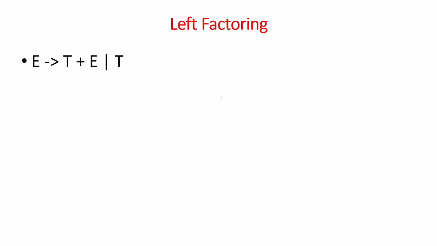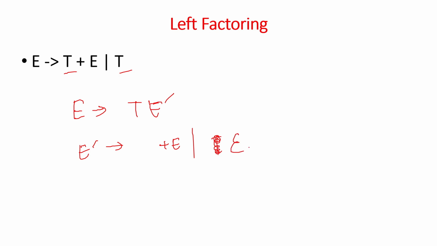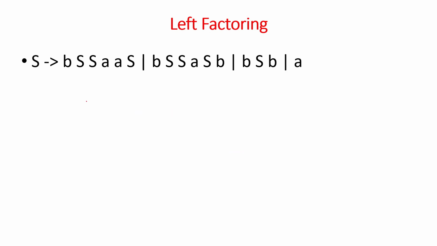Let's see another problem. For this one t is common, so let's write equal to t and e prime. We're going to expand e prime to plus c or t. So it won't be t, it will be epsilon, because it doesn't have any term along with it.